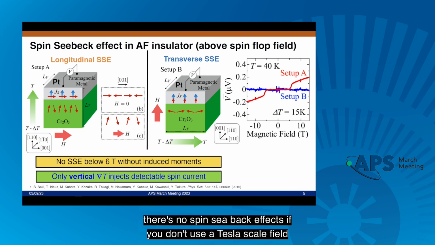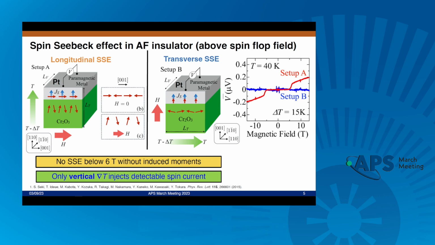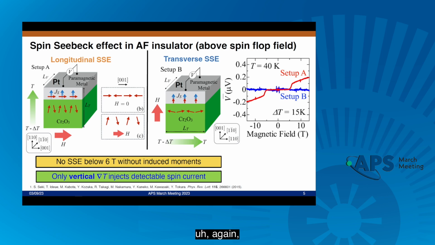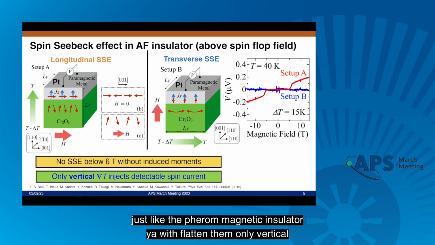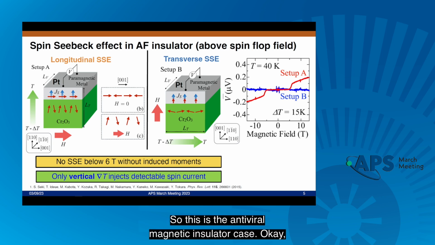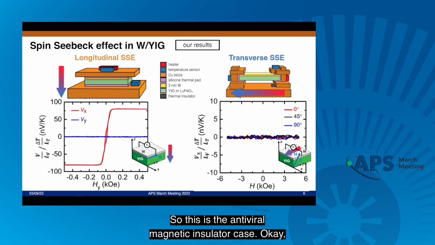There's no spin Seebeck effect if you don't use a Tesla-scale field to induce a spin flop transition and induce a moment. And also, again, just like the ferromagnetic insulator YIG with platinum, only a vertical temperature gradient injects a detectable spin current. So they are pretty similar here. So this is the antiferromagnetic insulator case.